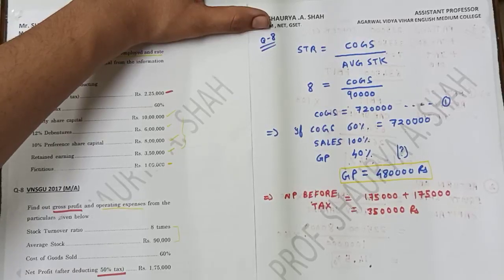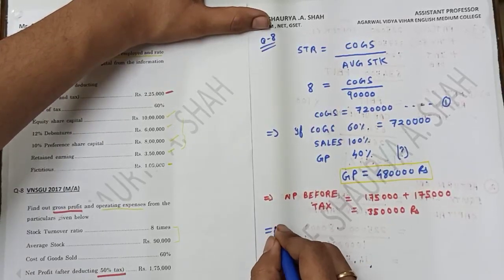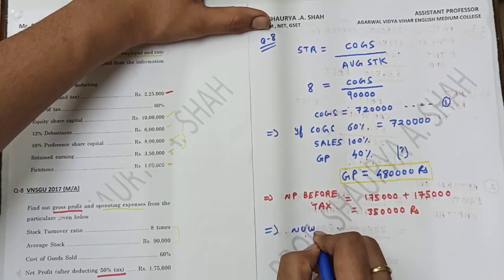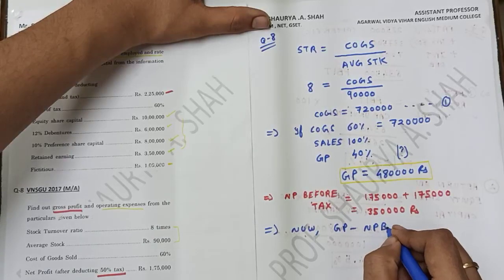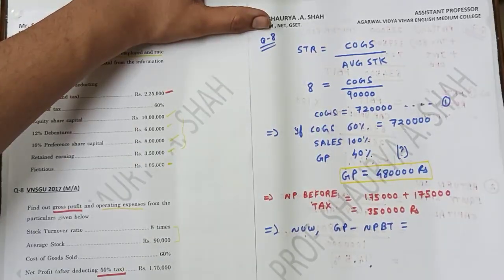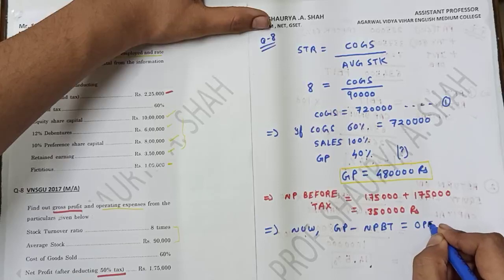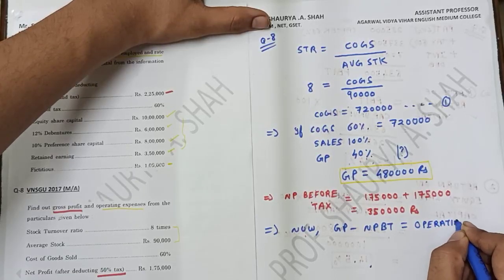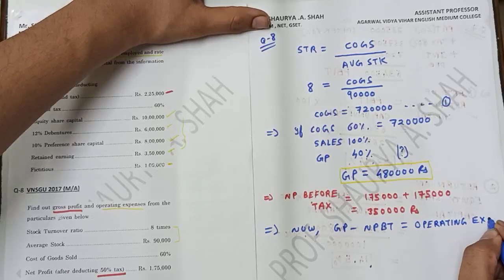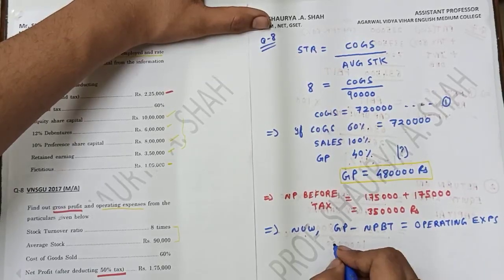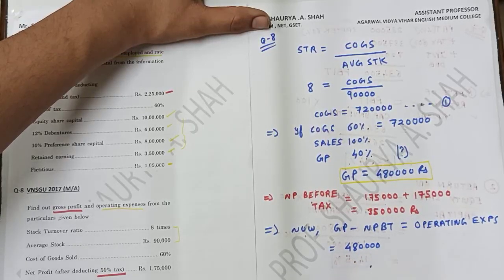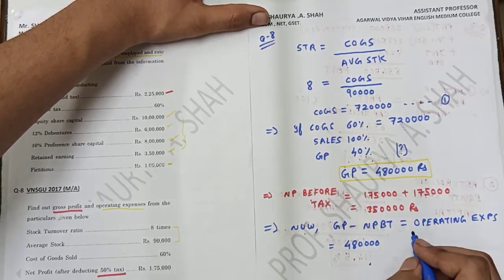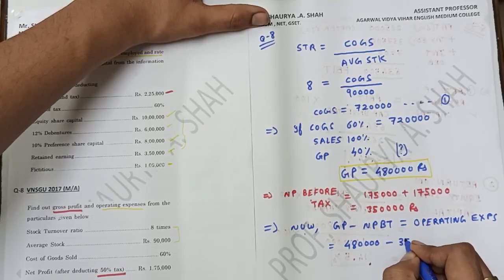Now the only thing I need to do is to put it in the formula. GP minus NP before tax is equal to operating expenses. That is GP we found out, 4,80,000 rupees, minus your net profit before tax, 3,50,000.